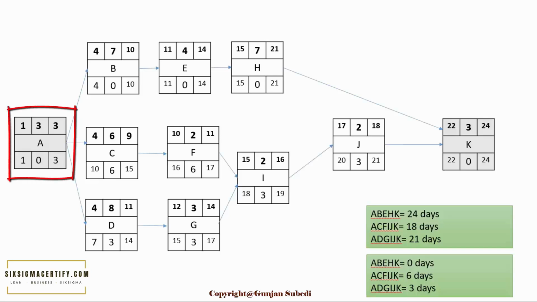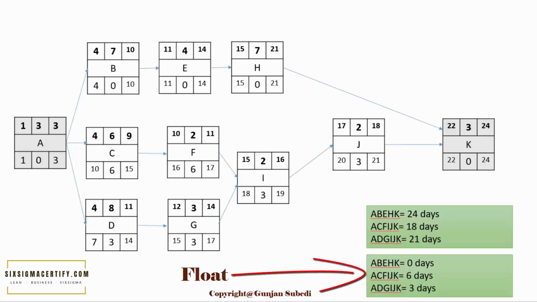And similarly, by using the backward pass method, 3 minus duration 3 gives us 0, plus 1 gives us the late start, which is 1. Now float for process steps A, C, F, I, J, K is 6 days. Similarly, for A, D, G, I, J, K, it's 3 days. We can calculate the float by directly subtracting the process duration from the critical path, or by subtracting the early start from the late start, or by subtracting the early finish from the late finish. So if we are going through the pathway A, C, F, I, J, K, we have 6 days of float.